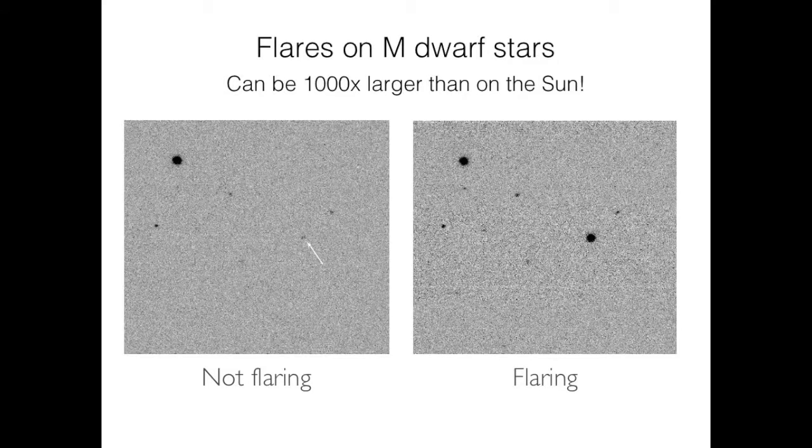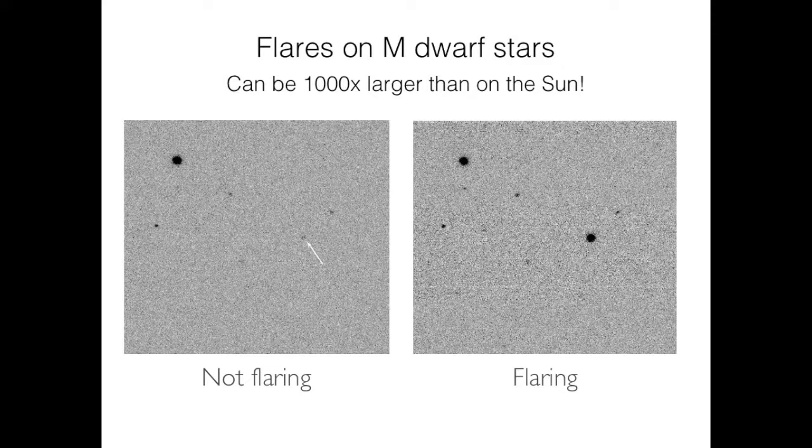So we don't have such dramatic movies of flares on other stars. We can't see such detail. But other stars produce much more energetic flares. So here's an image of a star field. You can see some of the stars here as black points. So it's a reverse color scaling. The brighter stars are blacker here.